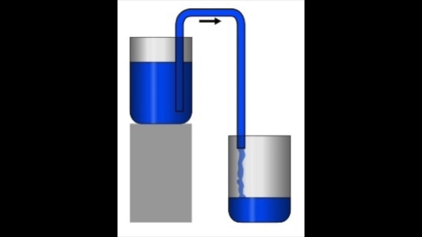A siphon is when two tanks are connected with an inverse U-tube of unequal lengths. The unequal length of the U-tube creates a pressure difference where the higher tube has a higher pressure than the lower tube. This will later be explained as the reason why water continues to flow through the tube.